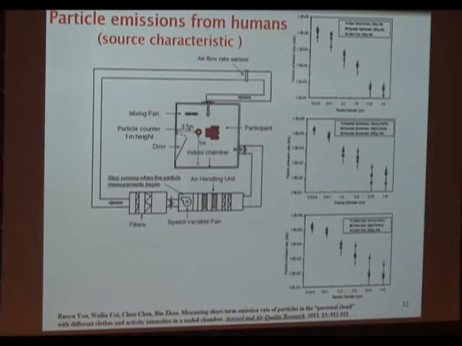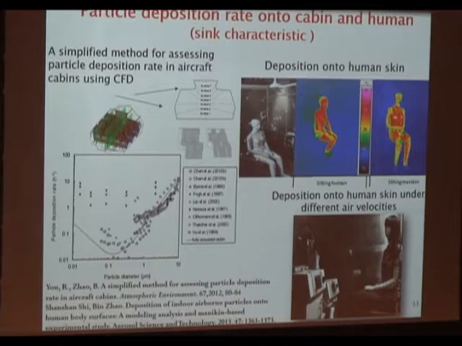Other than being a source, people could also become a sink. Not only the people, but also the cabin surfaces like the carpet. So we are also trying to develop a model to characterize the sink effect. This shows how the cabin surface could behave as a sink. This shows how our human surface could behave as a sink. And this shows how the air flow rate, the air velocity, could affect the sorption rate of the particles.